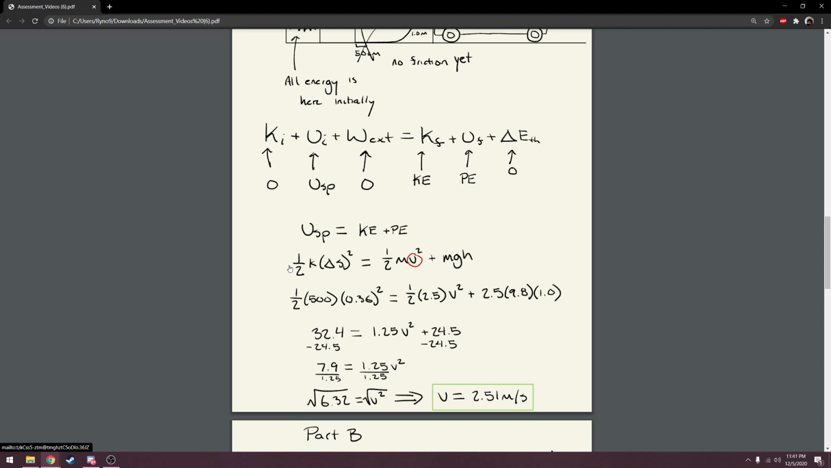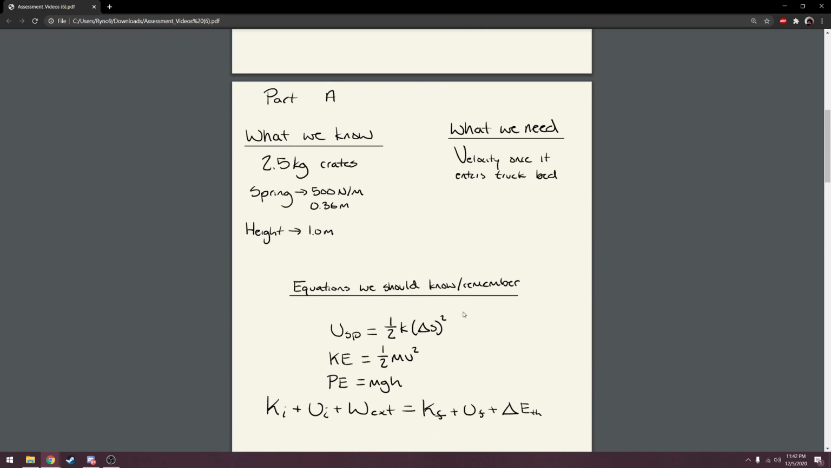Plug in our variables, or expand this a bit: 1/2 the spring constant times the change in distance squared is equal to 1/2 mv squared plus mgh. We plug in our knowns. We know all of these except for v, and then we just solve for v, and we get that v is equal to 2.51 meters per second. And that's our answer for part A.